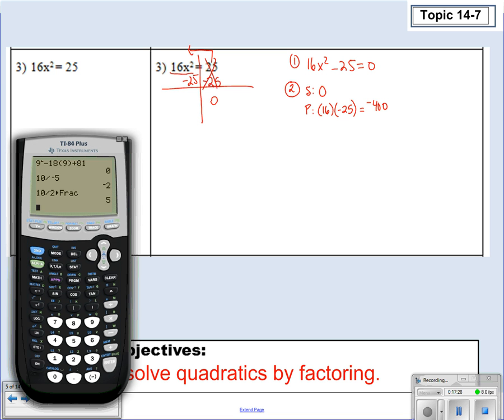Now I need two numbers that are going to multiply to give me negative 400 but add to give me 0. I'll remind you, you can use the calculator and type in negative 400 divided by x for y1, and then y2, negative 400 divided by x plus x. When you look into your table, you'll have 3 columns, and you want to look for 0 in the y2 column, and that will give you your two factors. These two factors will be positive 20 and a negative 20.